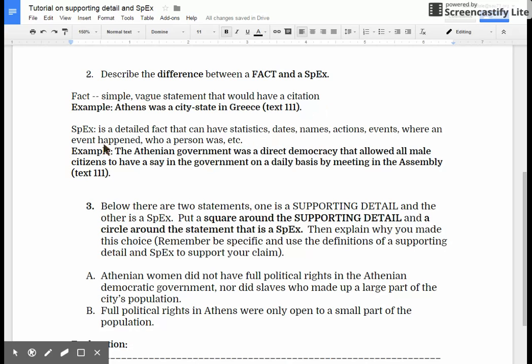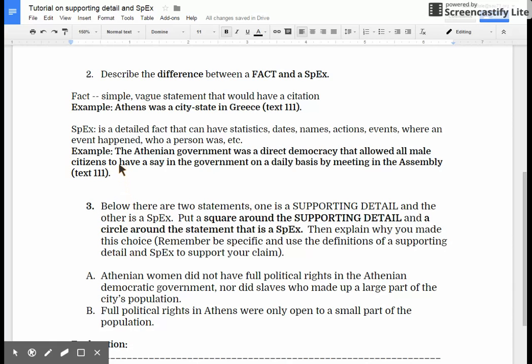So the next thing I'd like you to write down, a SpEx as defined is a detailed fact that can have statistics, dates, names, actions, events, where an event happened, who a person is, describing a battle, why it occurred, the outcome of the battle. It has a lot of detail. And when you write in your essay, your specific examples might be multiple sentences. So you have to keep that in mind.